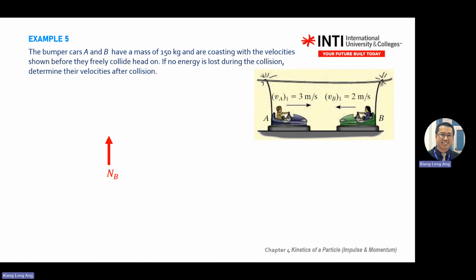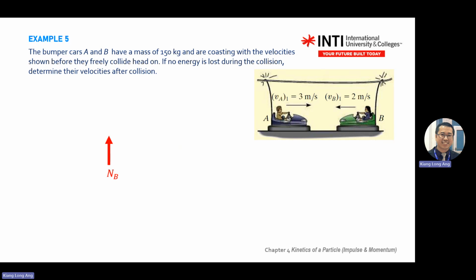Okay, we do one more, then we call it a day. Now this is a bumper car. So again, when you see two bodies hit each other, either they join or bounce back, it's still a momentum question. It depends on whether it asks you to find FT or not. How you know you need to find FT: when you are seeing "in 10 seconds", "in 2 seconds", and so on. If you didn't see it, then it's just a simple conservation of momentum. Okay, so bumper cars A and B have mass so and so, with velocity shown before they freely collide head on. If no energy is lost, that also means conservation of energy.